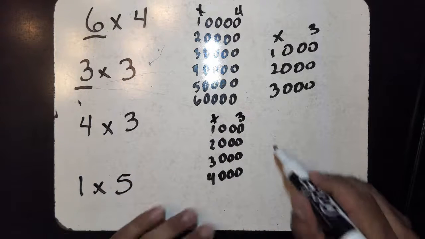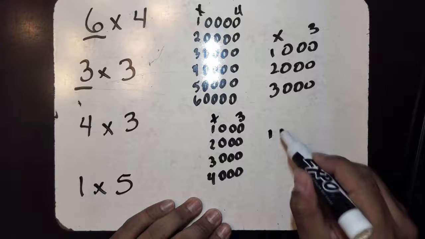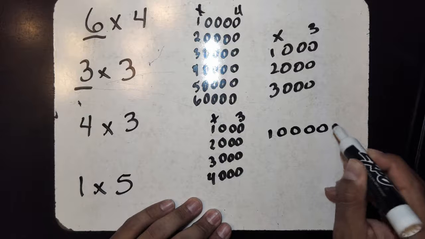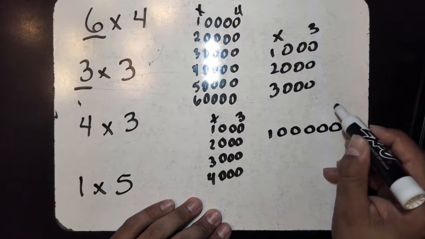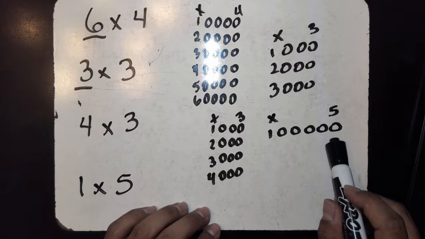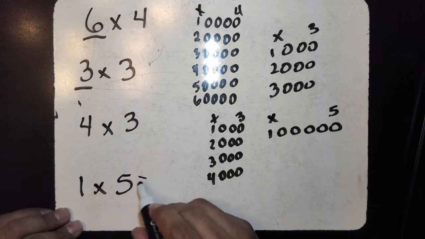1 by 5. 1 row, and I had to have 5 in each row. Well, there's only 1. That's how 1 by 5 looks like. And then you can count the total, and you end up with 5 here.